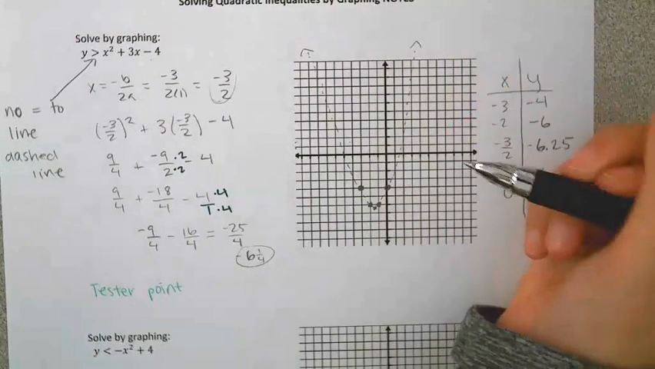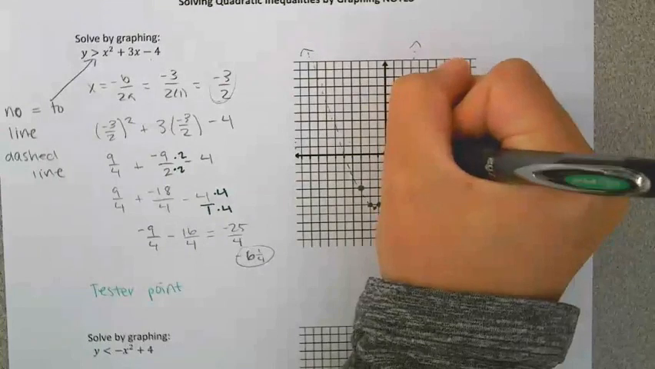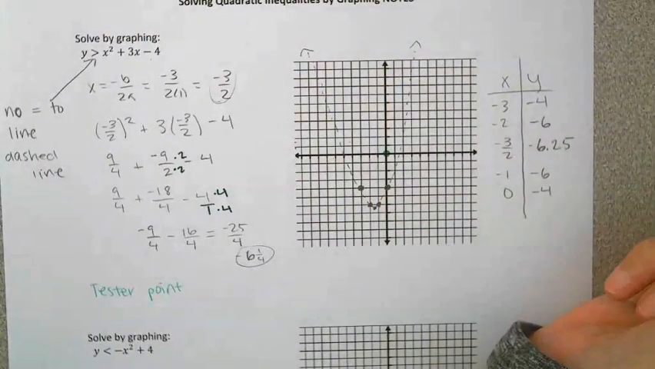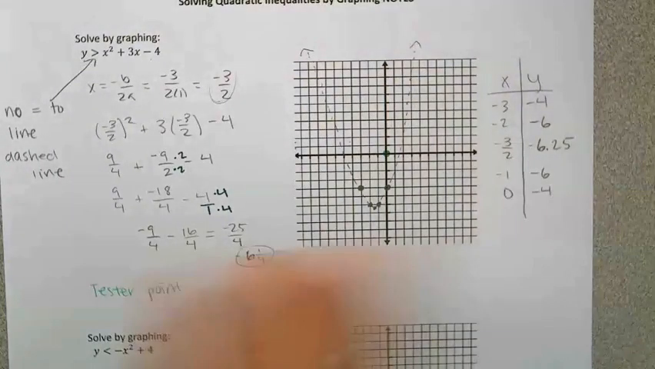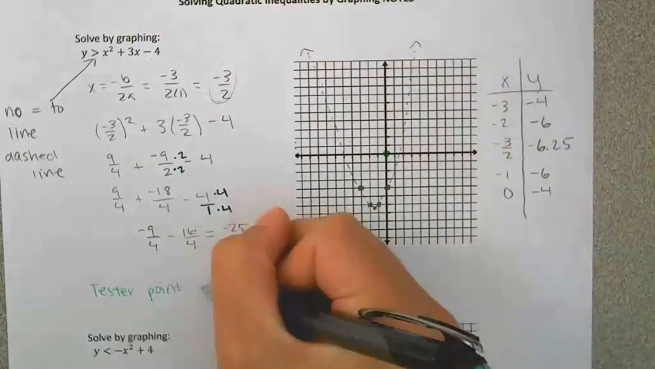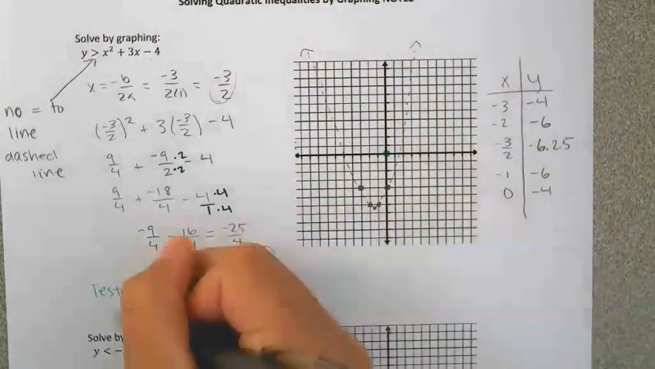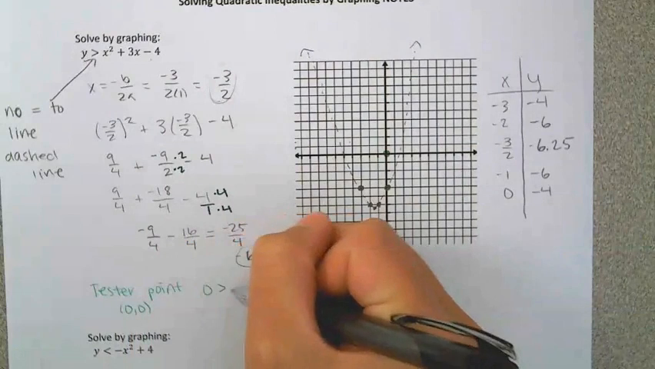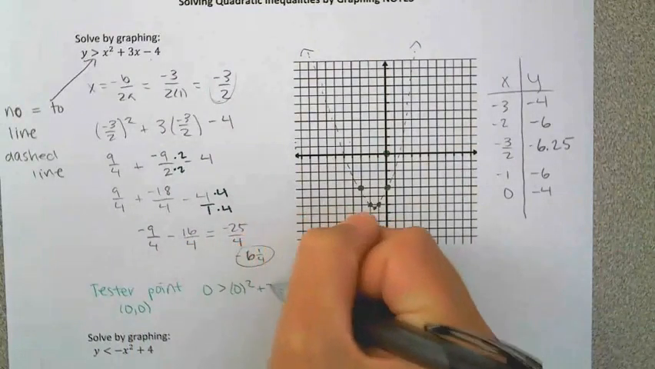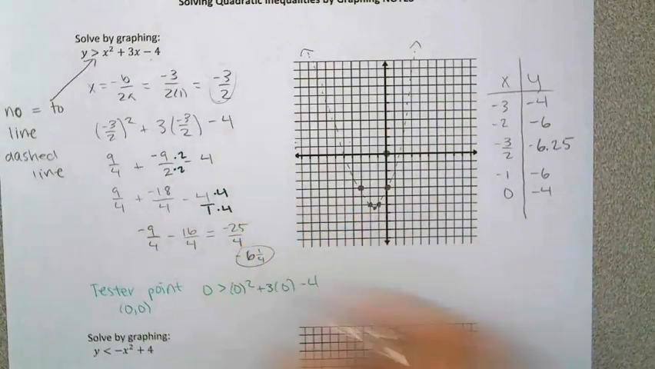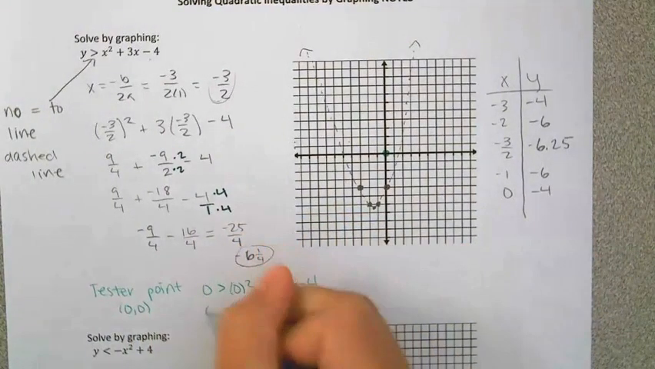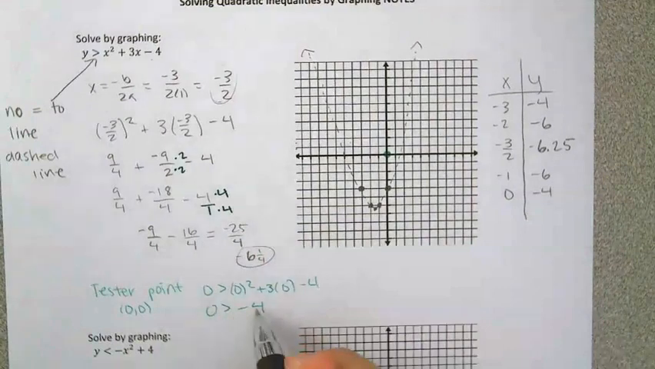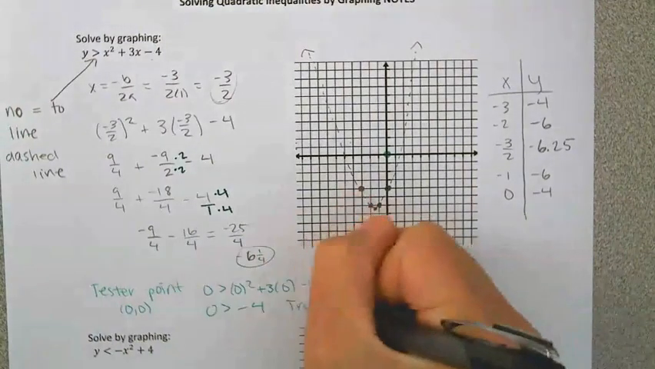So let's pick a tester point. I always like to pick the tester point 0, 0 if it is an option, because it's nice to substitute into an equation. So for the tester point 0, 0, I substitute in 0 for my x value and 0 for my y value. So 0 is greater than 0 squared plus 3 times 0 minus 4. 0, 0, and negative 4. And it says 0 is greater than negative 4. That is true.